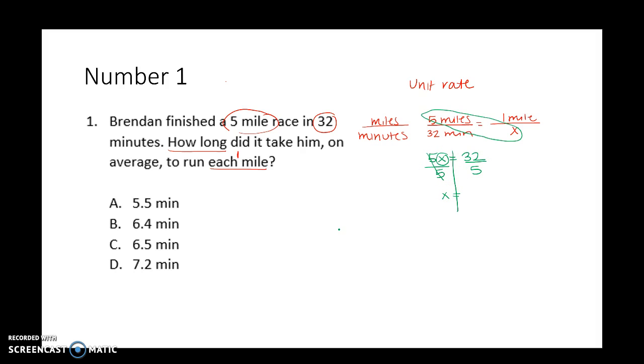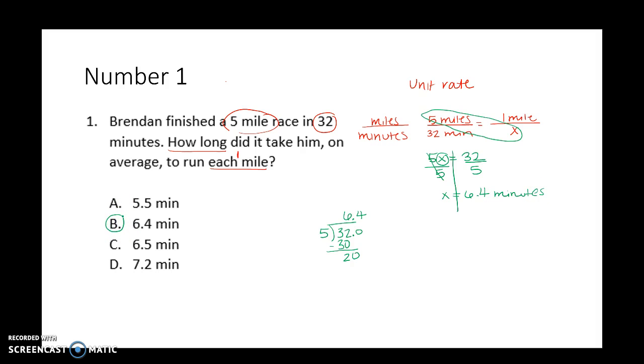So let's go down here and do our division. 32 divided by 5. 5 times 6 is 30. 2, put a decimal and a 0. 20. 5 times 4 is 20. So 6.4. And x was on the bottom, so it's minutes. 6.4 minutes. So our answer here was B.